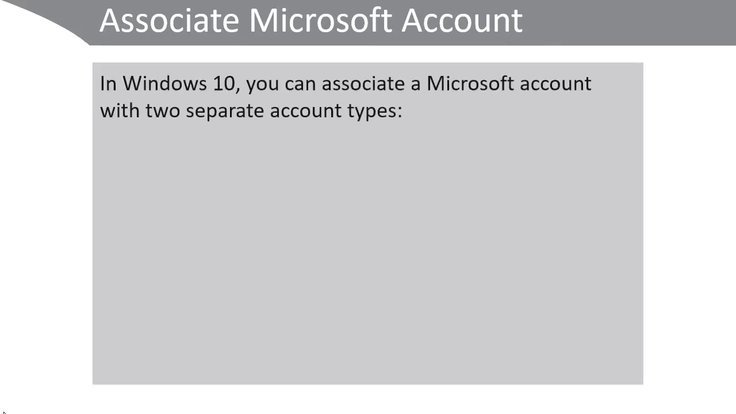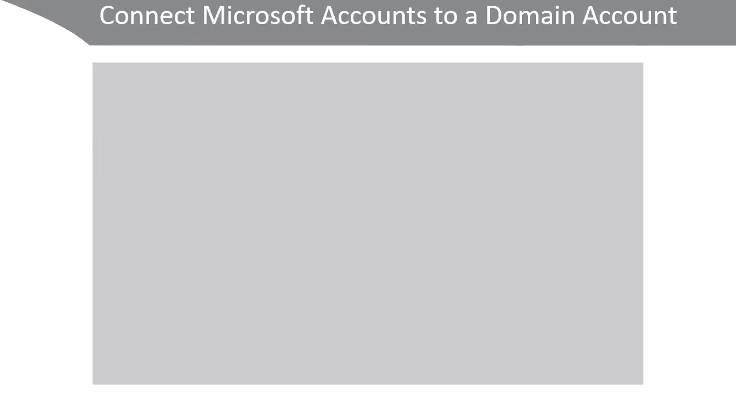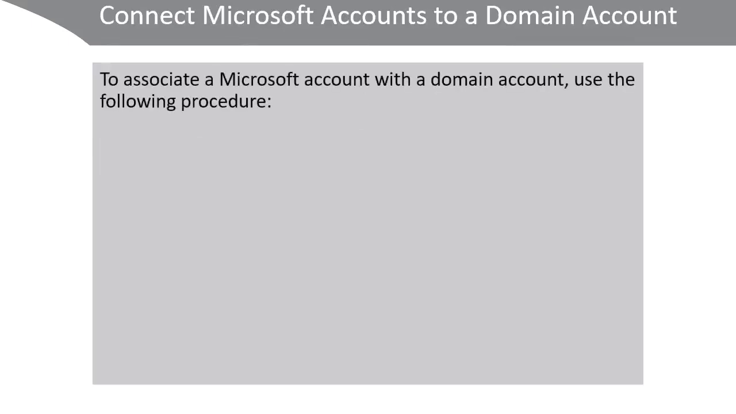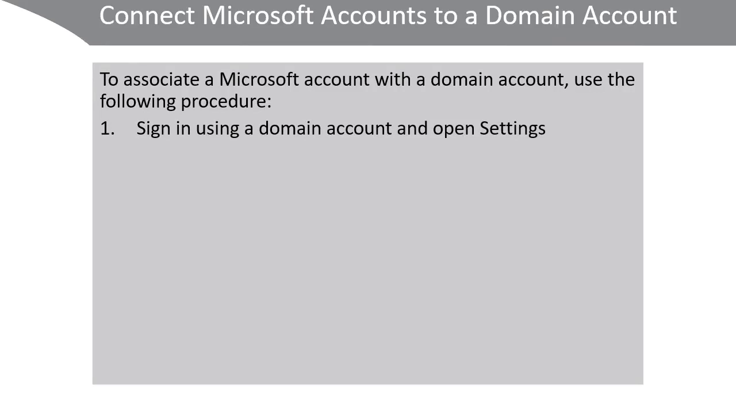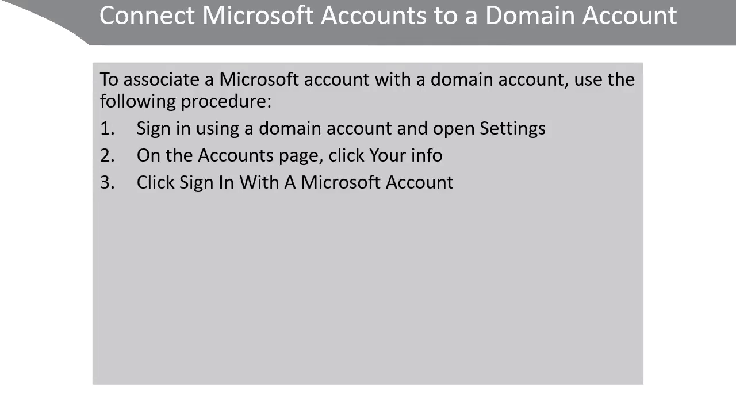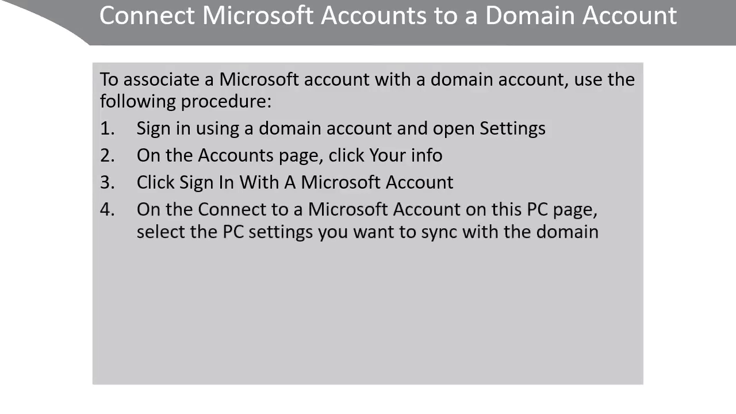You can associate a Microsoft account in two separate ways. Firstly, to your local account, or alternatively to your domain account. To connect Microsoft accounts to a domain account, use the following procedure. First of all, sign in using a domain account and open the Settings app. On the Accounts page, click Your Info. Click Sign in with a Microsoft account. On the Connect to a Microsoft account on this PC page, select the PC settings you want to sync with the domain.